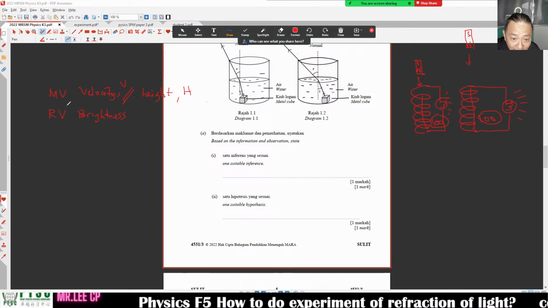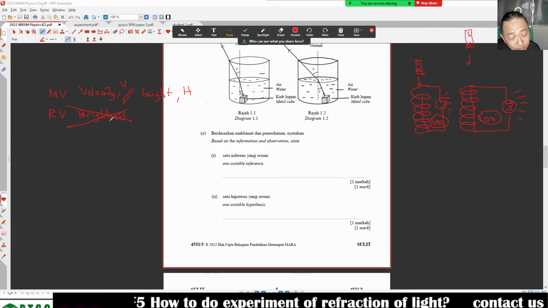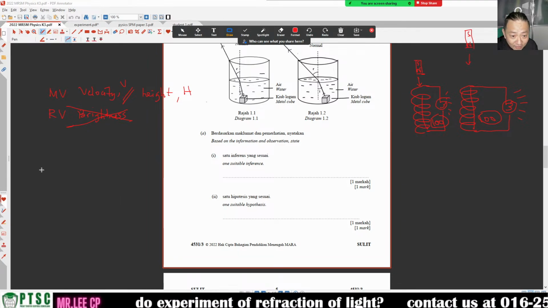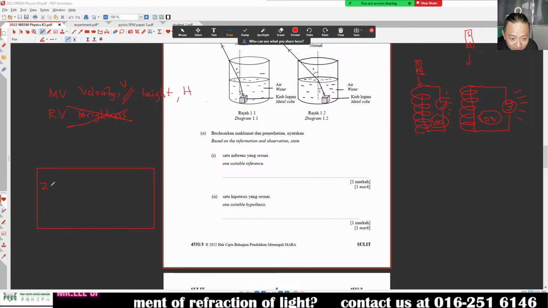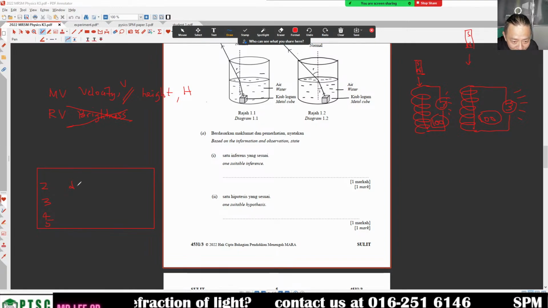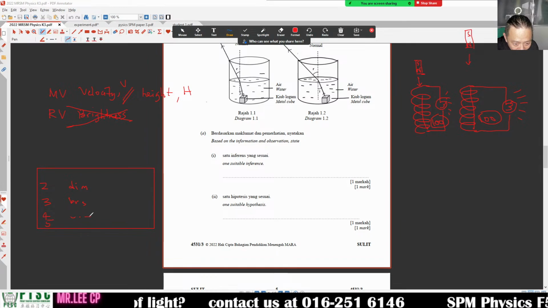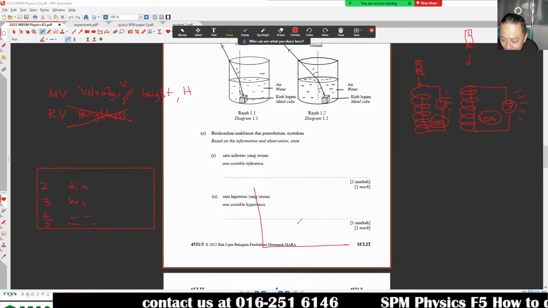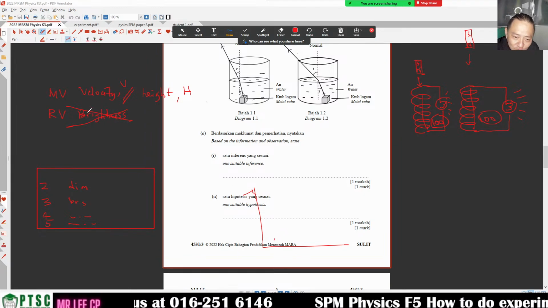Brightness is wrong. Why? How do you measure brightness? This one is from Form 5, not from Form 3. From Form 3 you would answer this way: when the height is 2 meter, 3 meter, 4 meter, 5 meter: dim, a bit bright, very bright, super bright. Then how do you plot a graph? Dim, bright, so this is not brightness.